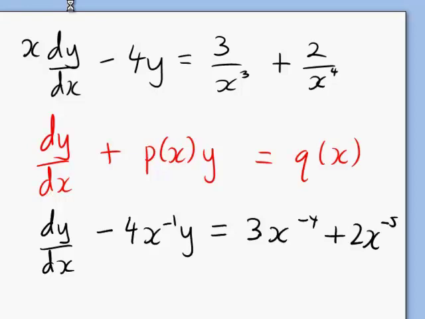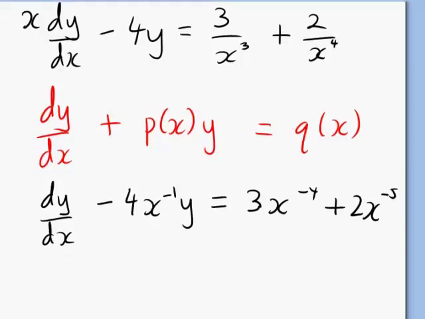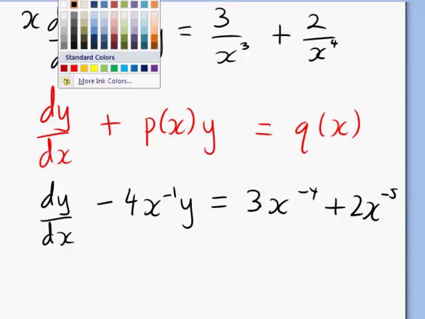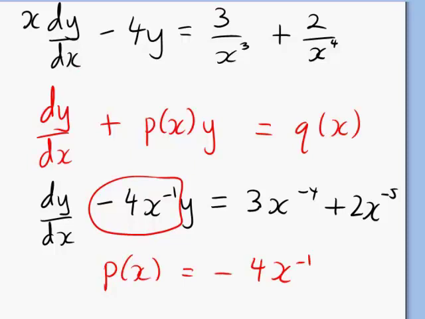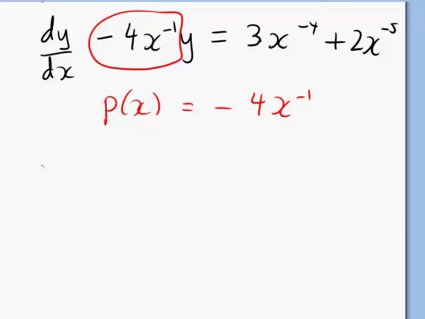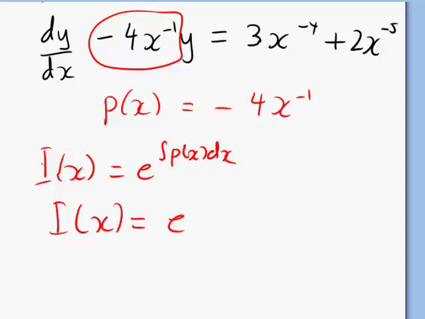The next step is we then identify p(x) in this differential equation, and you can see that p(x) is the part that is multiplied by y, which in this case is the negative 4x to the negative 1. So that part there is p(x). And we use this to determine an integrating factor for our differential equation. The integrating factor I(x) is worked out as e to the integral of p(x) dx. So in this case, our integrating factor would be e to the integral of negative 4x to the negative 1 dx. Integrating that, we get e to the negative 4 ln modulus of x.